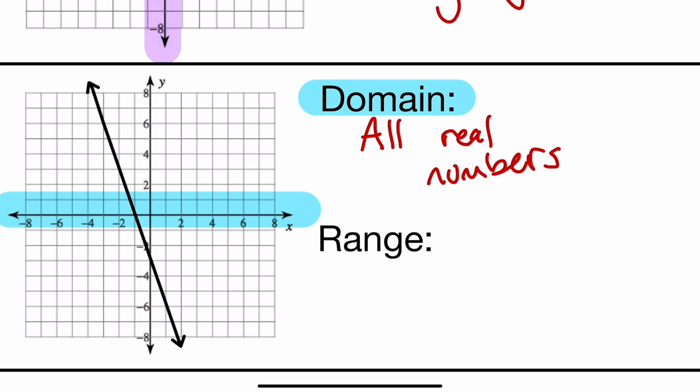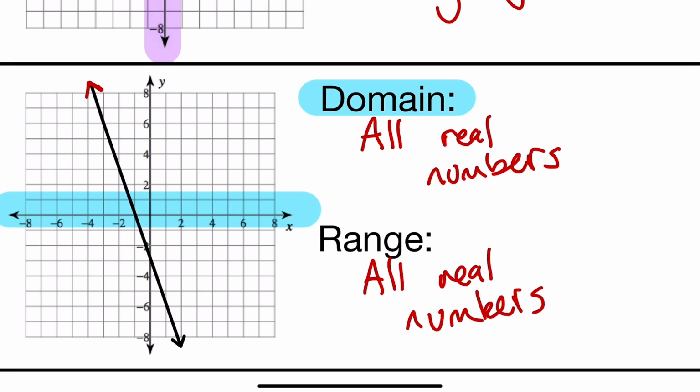And that's going to be the same thing for the range because it's also getting bigger. It's going to go up and up and up and down and down and down. So that's going to cover every single possible number that will come up. So both of these answers will be all real numbers. And just a word of caution or advice, if you ever see 2 arrows, you're going to know that at least one of your answers will be all real numbers, if not both.